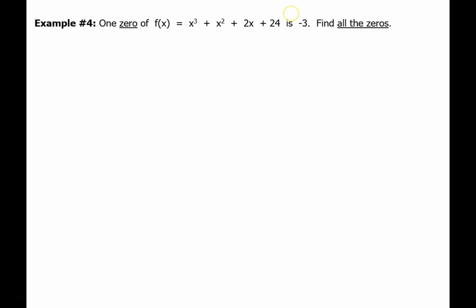So if I know x is equal to negative 3, I know one of my factors is going to be x plus 3. We're going to use that in a little bit. So let's go ahead and set up our synthetic so we can set up a depressed polynomial that is easier to factor. So I'm going to write all of my coefficients. That's 1, 1, 2, and 24. And then I'm going to do my synthetic.